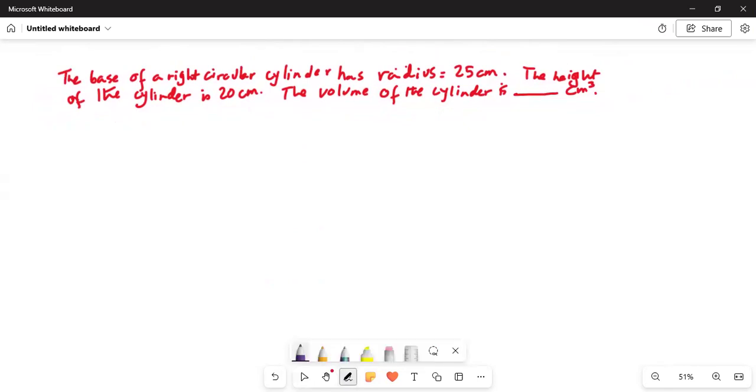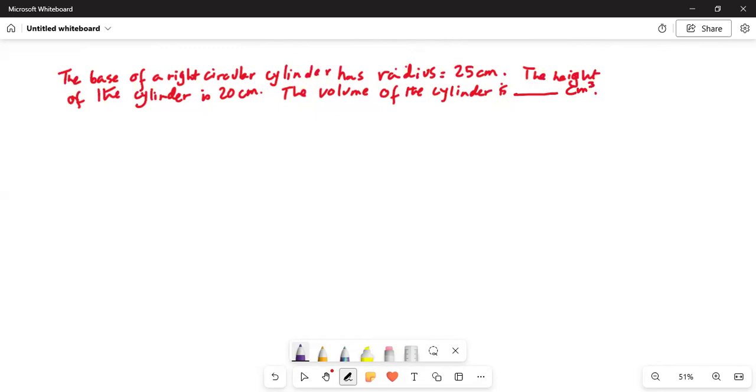The problem says the base of a right circular cylinder has radius equal to 25 centimeter. The height of the cylinder is 20 centimeter. The volume of the cylinder is dash centimeter cubed. Now, if you think of a right circular cylinder, it's just like a Coke can. In this case, the base of the can has radius of 25 centimeter and the height of the can or the cylinder is 20 centimeter.